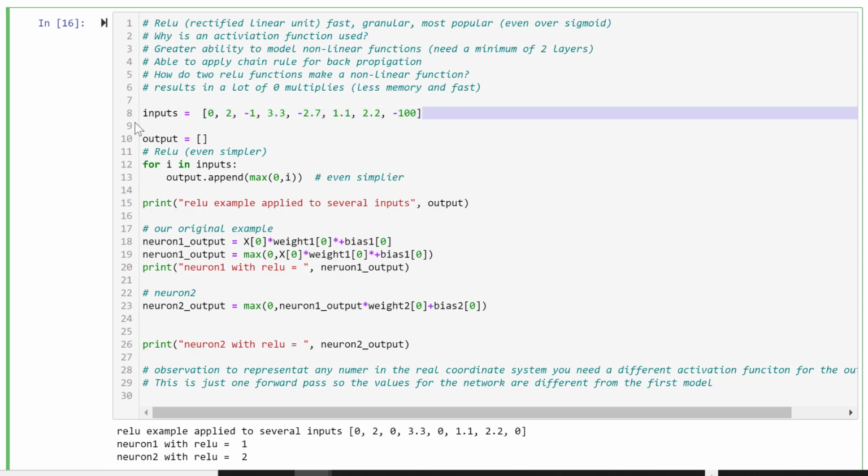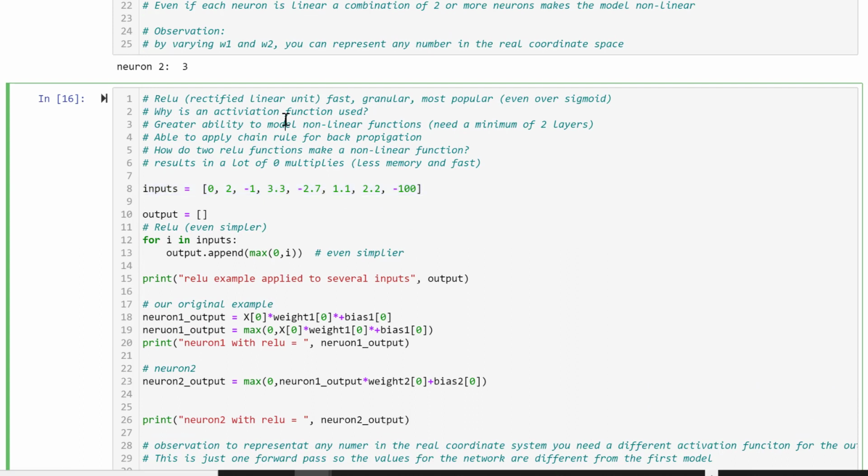In this case, I made a lot of X inputs and just asked, what would this look like on the output? Some high-level points to cover here: ReLU, the rectified linear unit, is fast, it's granular, and it's really the most popular activation function used, even over the sigmoid. Sigmoid was often used in the past. ReLU gives greater ability to model nonlinear functions. Also, the derivative is very easy, so you can apply the chain rule, which we'll cover in another lecture in the future about backpropagation, and then how two ReLU functions make a nonlinear function.